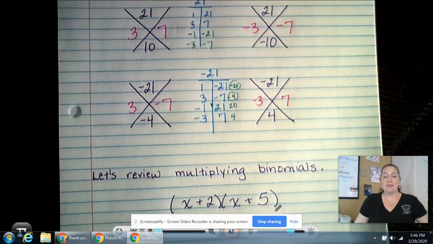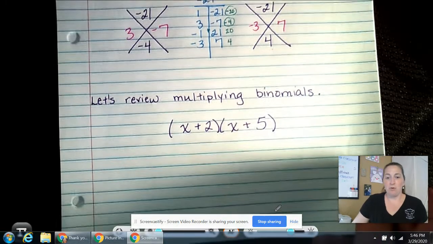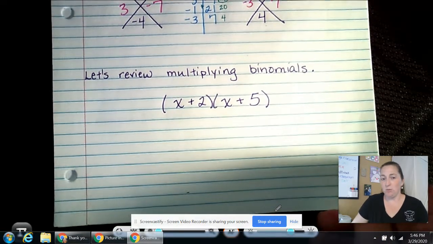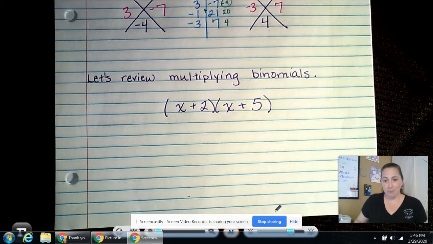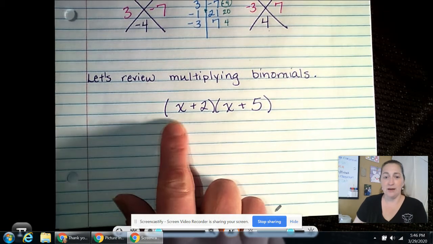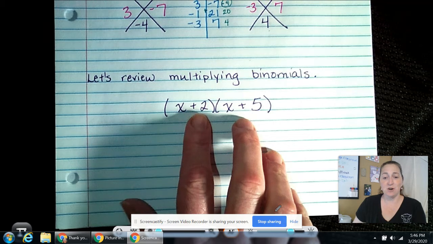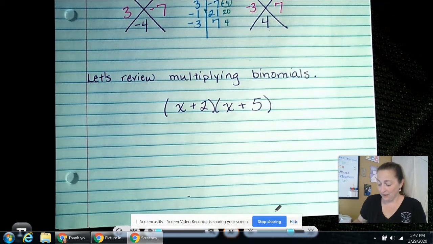Before we talk about factoring a trinomial, I want to go the opposite direction. I want to look at what happens when you multiply binomials, because multiplying binomials is actually what our answers are going to look like with these types of problems.